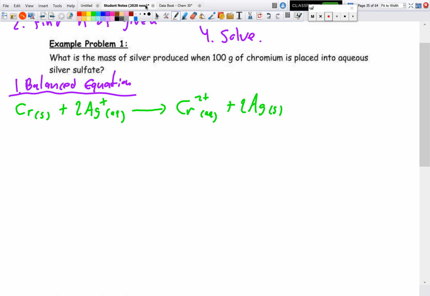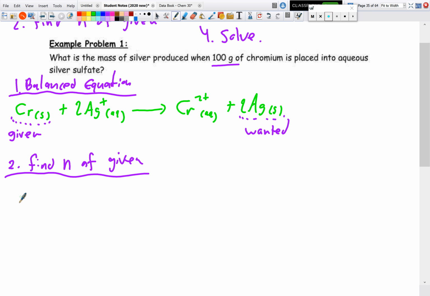balanced chemical equation. And of course, from reading our question, we can tell our chromium solid is our given because we're given 100 grams of our chromium, and it's asking how much mass of silver produced, and of course, that is our wanted here. So our step 2, which is find the number of moles of our given.